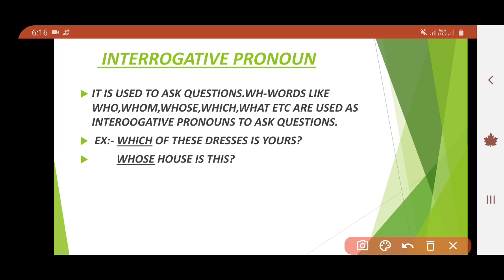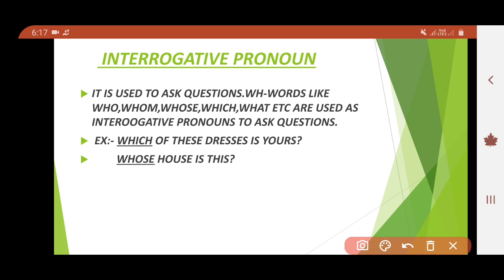We have to use WH words. Okay, with the help of these WH words. So what are the WH words? They are who, whom, whose, which, what, where, etc. Okay, so these are the WH words that we have to use in order to ask a question. Okay, so let us go to the examples.